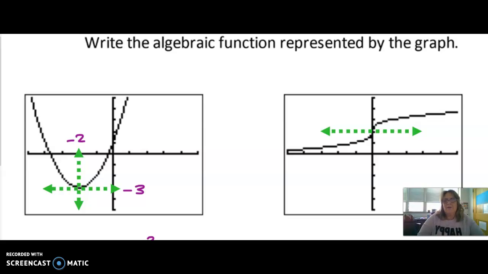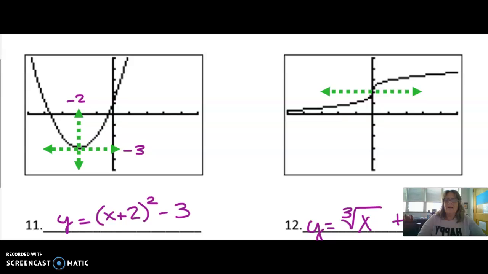Come back. This first one, hopefully you recognize that it's a U-shaped graph, so you understand that it's a quadratic equation, and I've highlighted a couple of things. The middle of it, or the vertex, is located at -2, 3, so that means inside my parentheses, I'm shifting it to the left 2, so it's going to be a +2 inside my parentheses. Then I'm going to square it. It also translates it down 3 units, so on the outside of my grouping symbol, I'm going to put a -3.